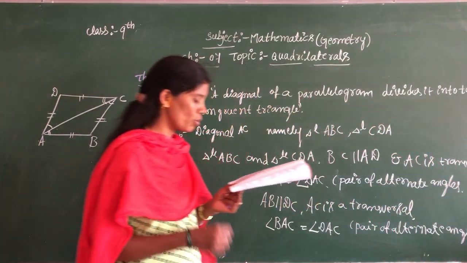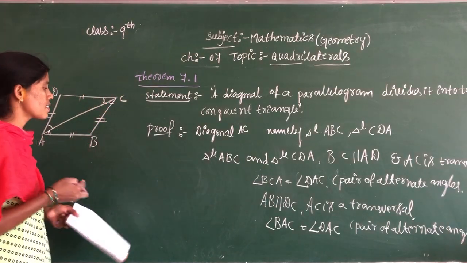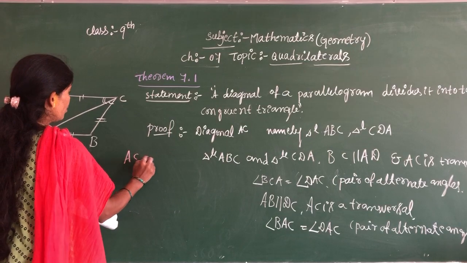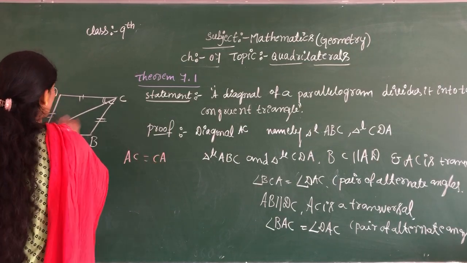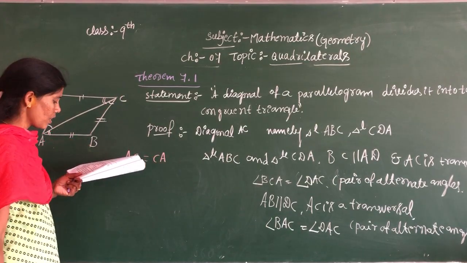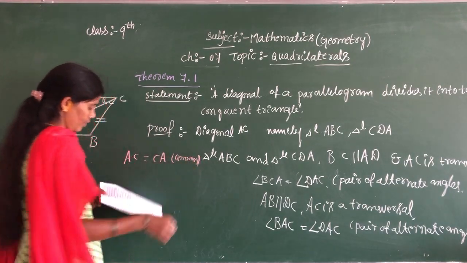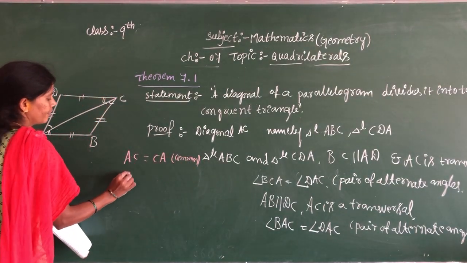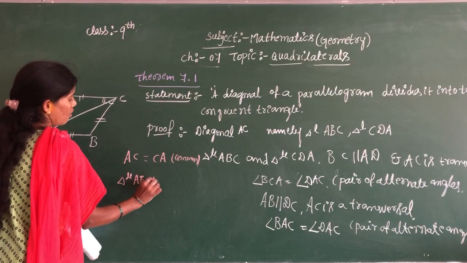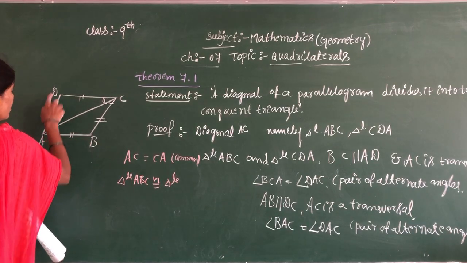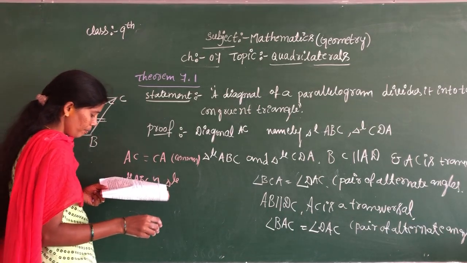Now next we shall move to that. In triangle, side AC is equal to CA. AC is equal to CA. This is the common side. In triangle ABC, congruent triangle. Which one is that? ABC and DAC, triangle CDA.